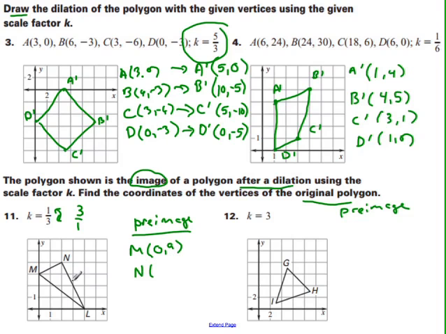N is over 2. 2 times 3 is going to be 6. It's up 1, 2, 3, 4. 4 times 3 is 12. L is over 1, 2, 3, 4. 4 times this would be 12, and this would give me 0. These are the pre-image coordinates that if these went through a dilation of 1/3, they would give you this. But since we're going backwards, we're multiplying by the reciprocal.